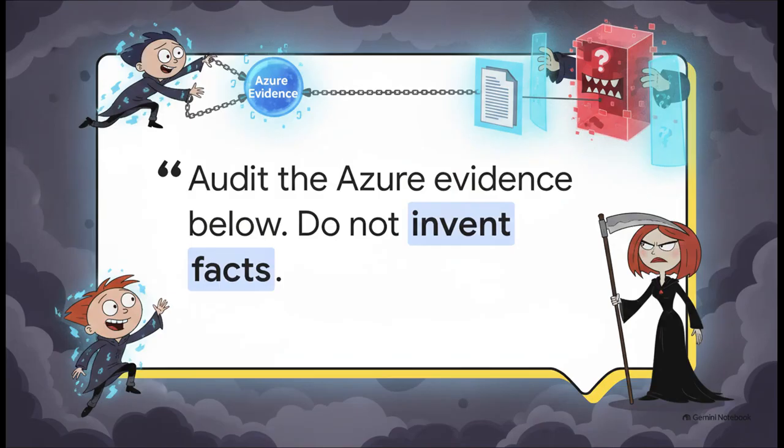So how do we keep Claude focused? Strict prompt engineering. Take our system prompt, for example. We tell it, audit the Azure evidence below. Do not invent facts. Only make a finding when the evidence supports it. We are explicitly binding the AI to that evidence bundle we created. We're commanding it to act strictly as an auditor. It is completely forbidden from hallucinating resources, IPs, or traffic events that aren't sitting right there in the JSON.